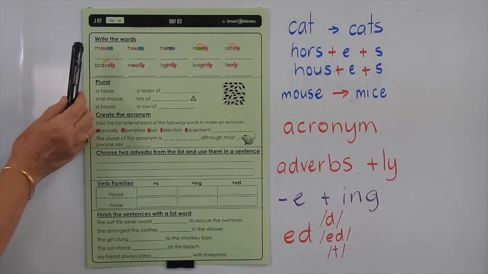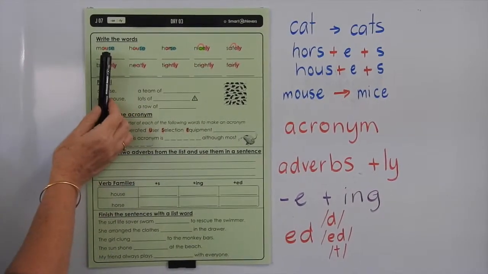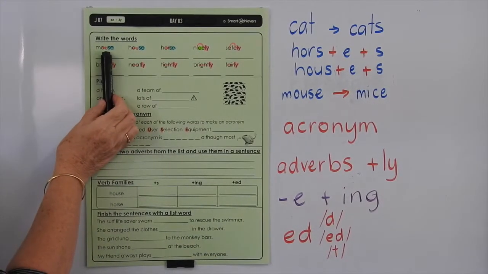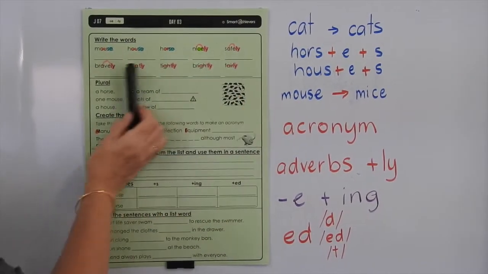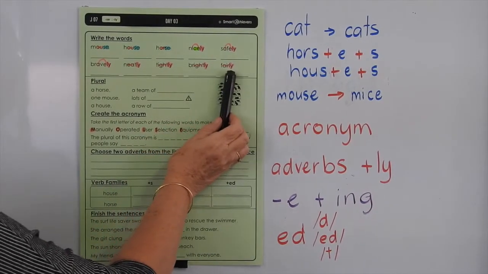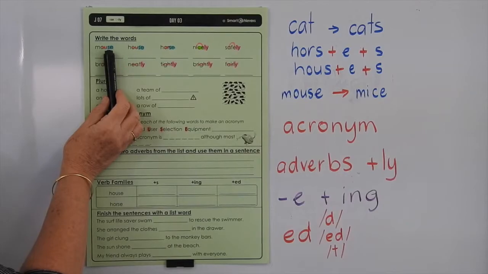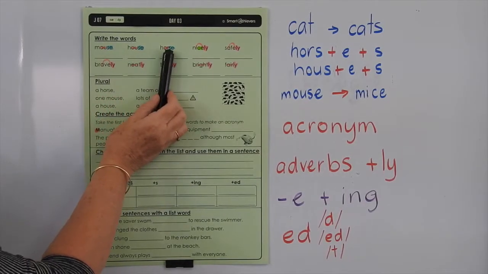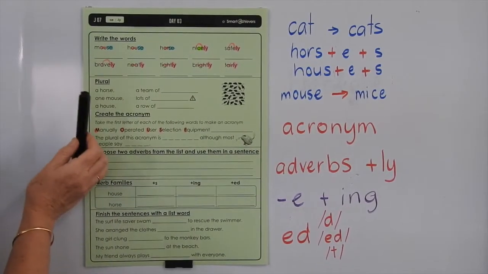This is level J, list 7, and we're doing day 3. These are our words today. We've got mouse, house, horse, nicely, safely, bravely, neatly, tightly, brightly, fairly. Now you can see on the end of these words we've got an SE, SE, SE, and we've got ow, ow, and or as our sounds.